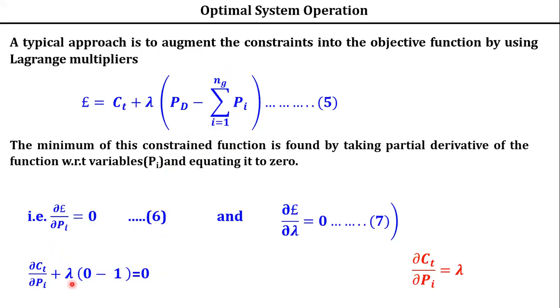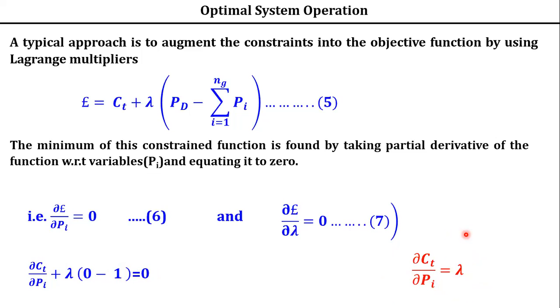Fine. So from this equation, this part is nothing but minus lambda, or lambda is equal to dou Ct by dou Pi. So this is the resultant equation. Is it clear till this point? Because this is a very, very important thing, which we are going to get.